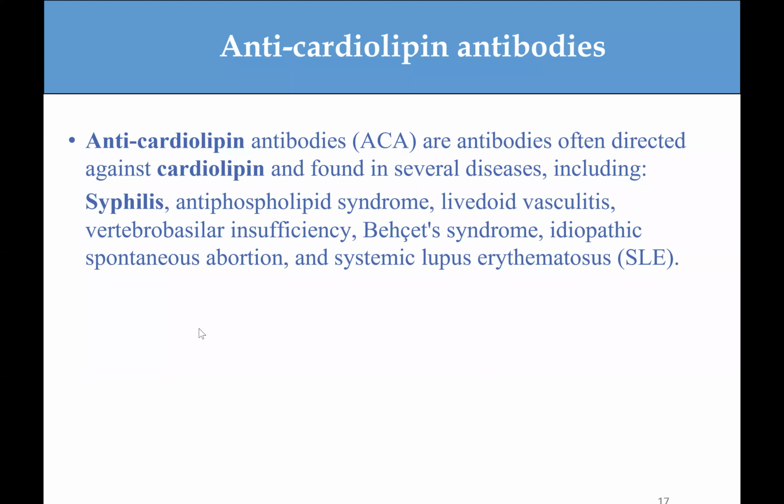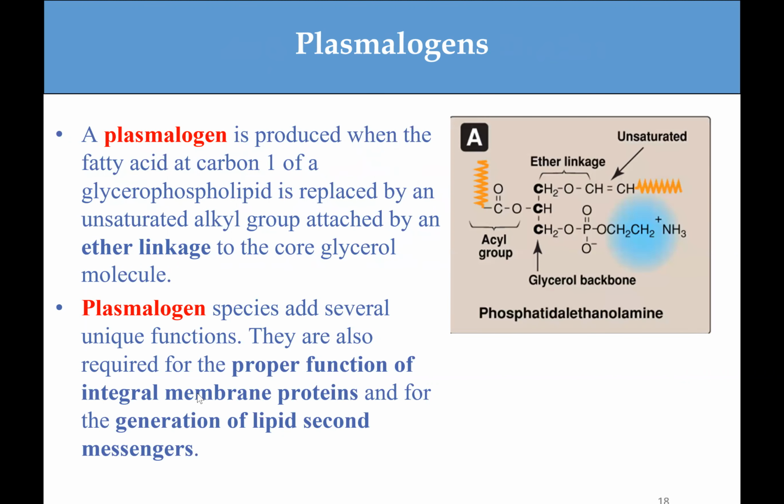I'm not really sure if you need to know the diseases. Okay, now we're going to talk about something called plasmalogen. So we have the glycerophospholipid that we already had. And now at the carbon 1, instead of a fatty acid, we're going to replace it with an alkyl group.